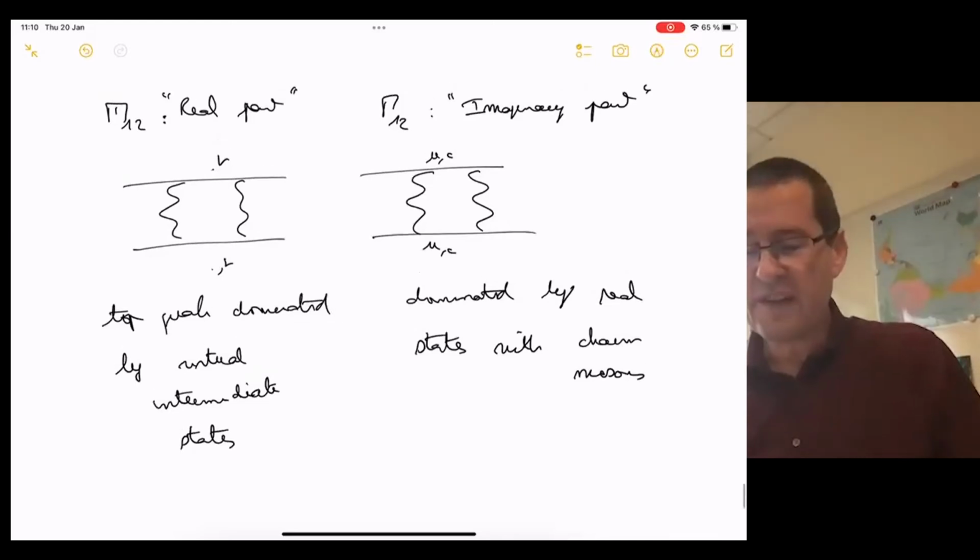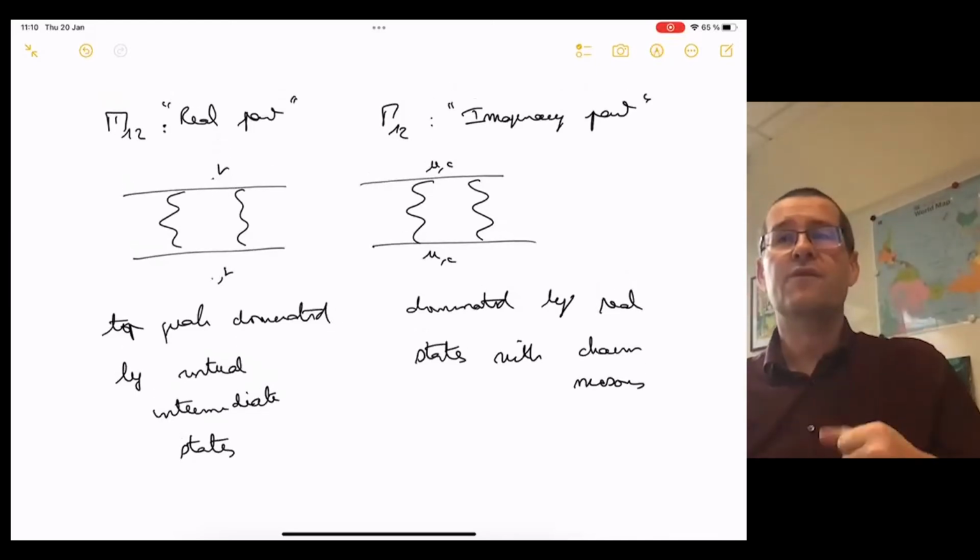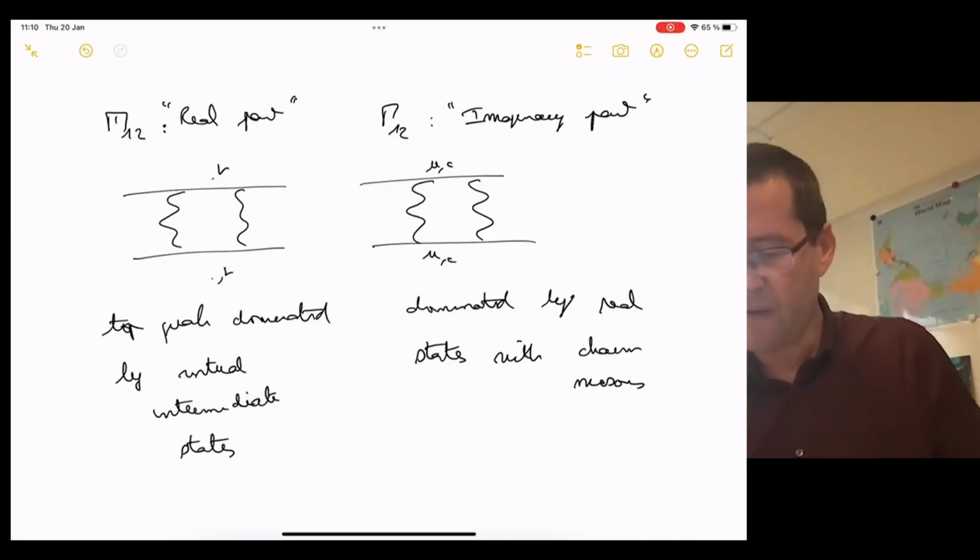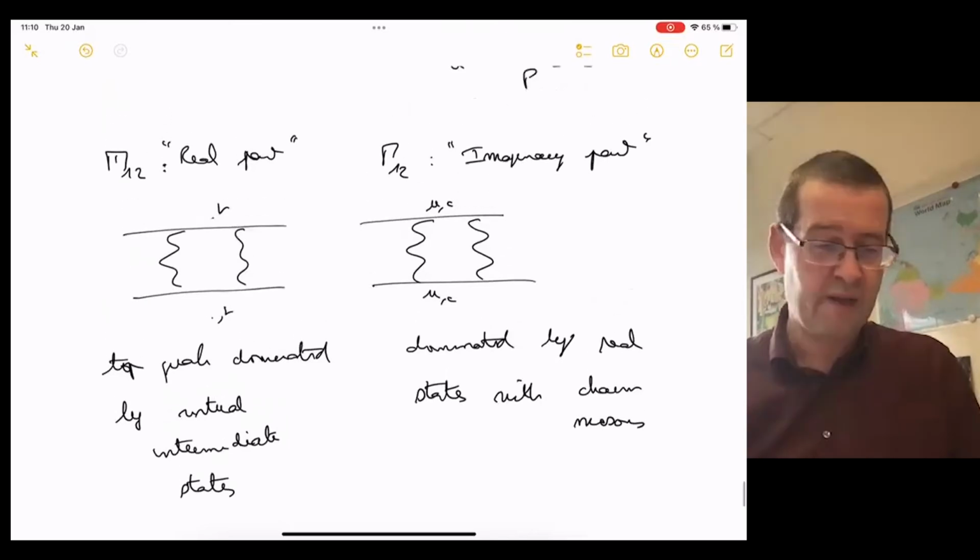So just to say that the physics that is involved in both cases is quite different. So that's the point I wanted to make here.